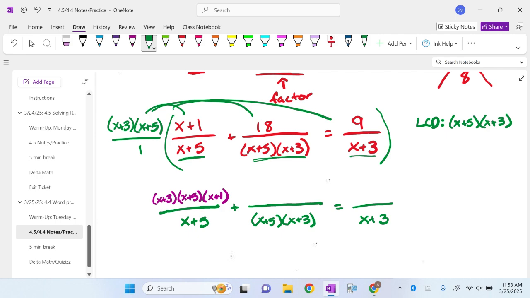What about the next one? What would it be? Right. So I'm going to put 18 up front because that's just kind of the nice placement. We have a number and do x plus 3 times x plus 5. And then the last one will be 9 times x plus 3 times x plus 5.